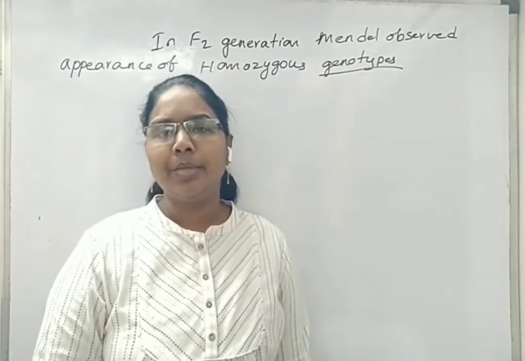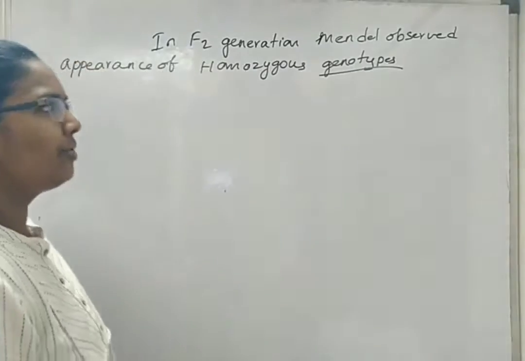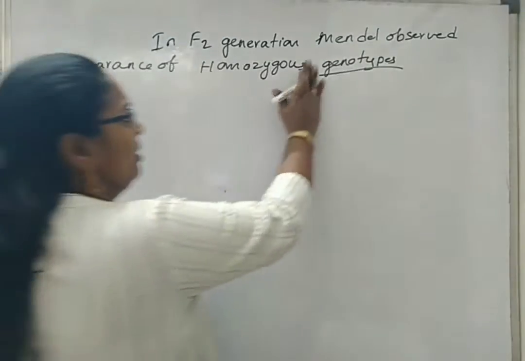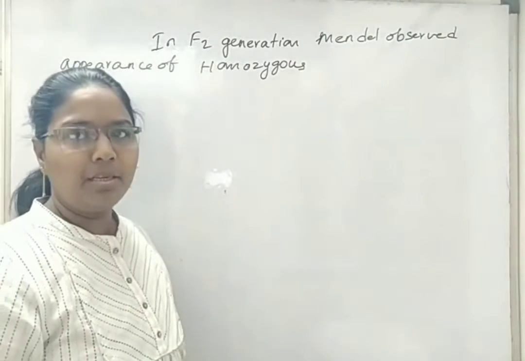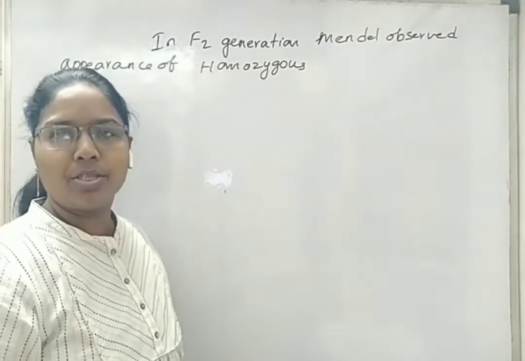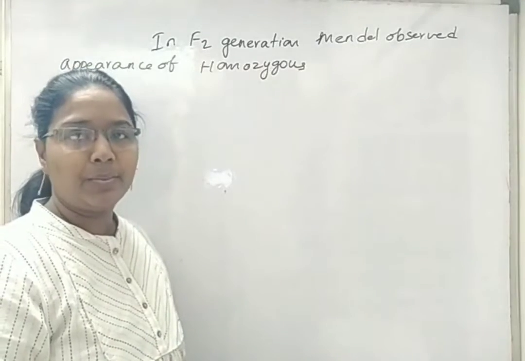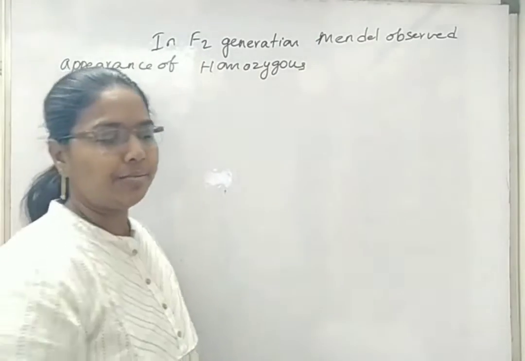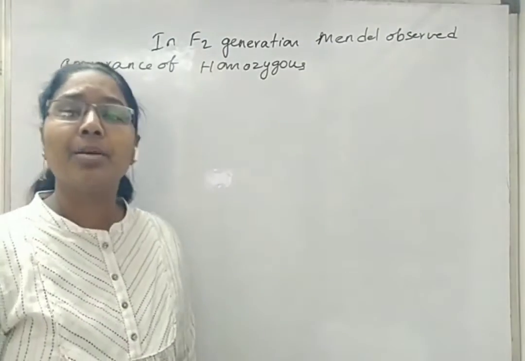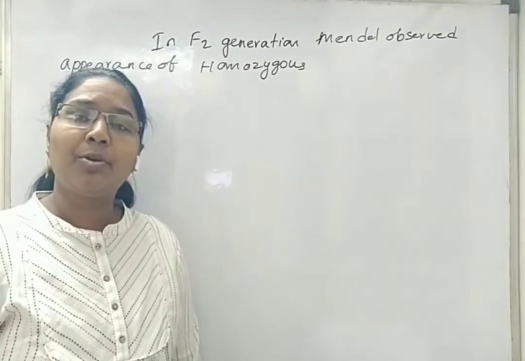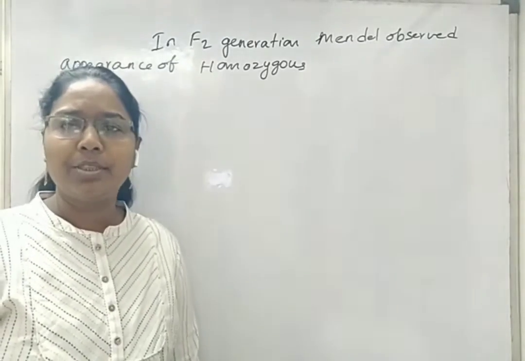Hello students, in the previous part 5 video, we have seen Mendel's first law, that is the law of dominance. In that law, we have seen that when homozygous pure genotypes are crossed as parents, in the first generation all the offspring expressed only the dominant characteristic feature. Now, what happened in the F2 generation?